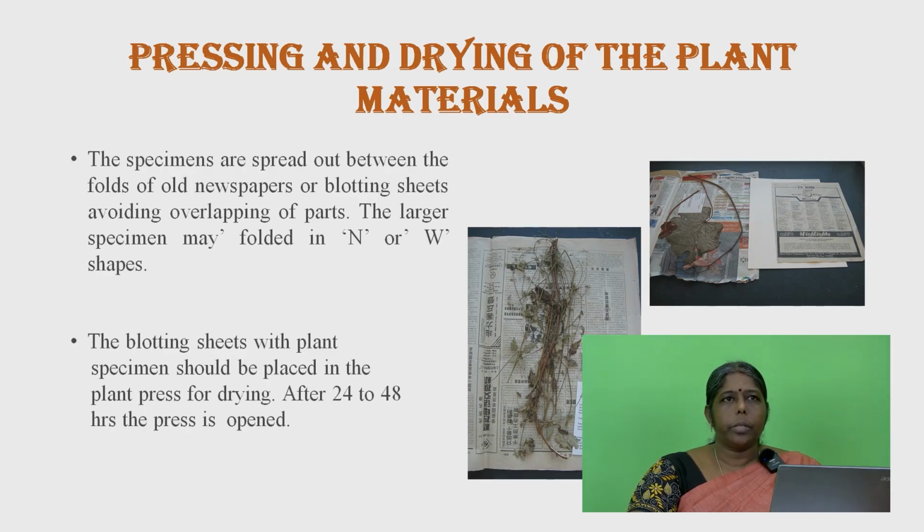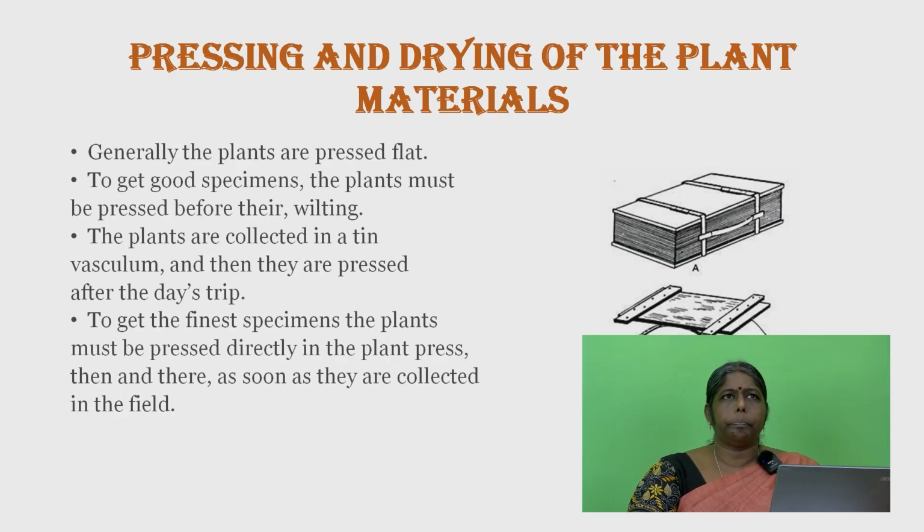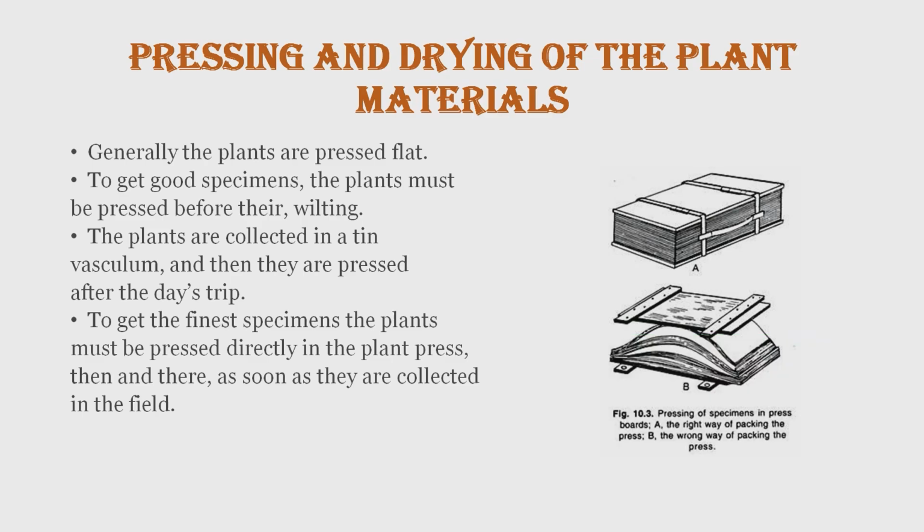So the blotting sheets with plant specimens have to be placed in the plant press for drying, and after 24 to 48 hours the press can be opened. This is a press made of plywood, where there are two plugs, an upper part and a lower part. You can keep all your plant specimens. When you keep them, you have to keep only one plant per newspaper. So you pile them one above the other, and you can keep the second plywood and tie them with jute thread.